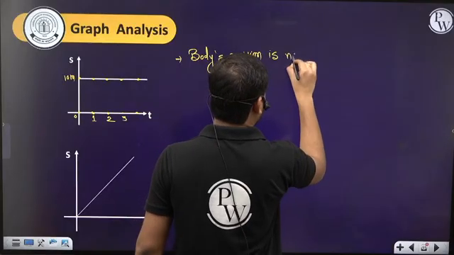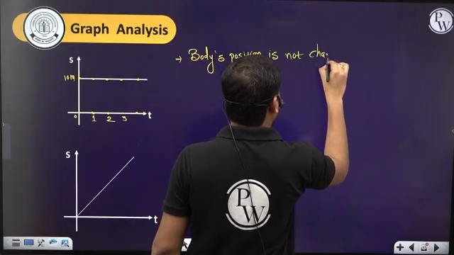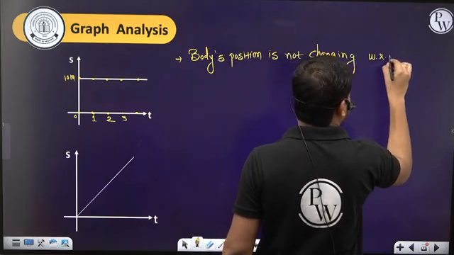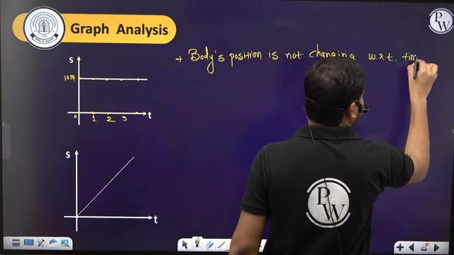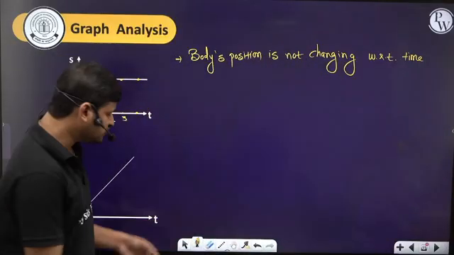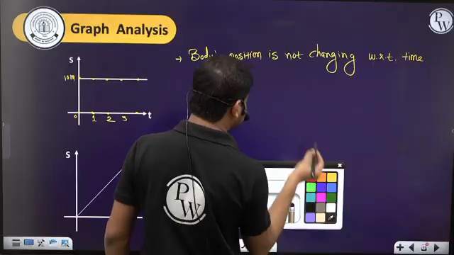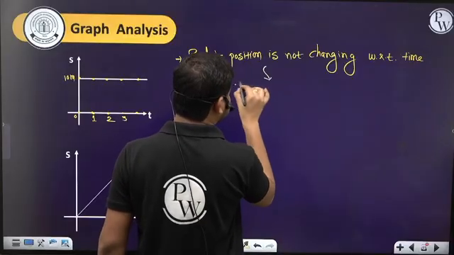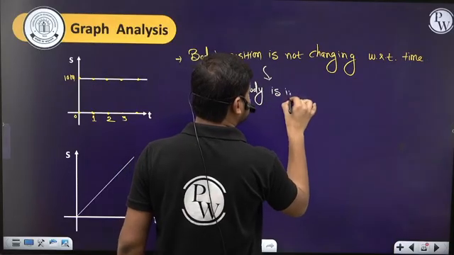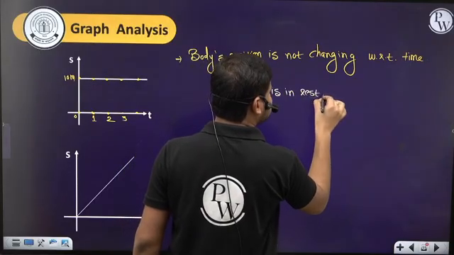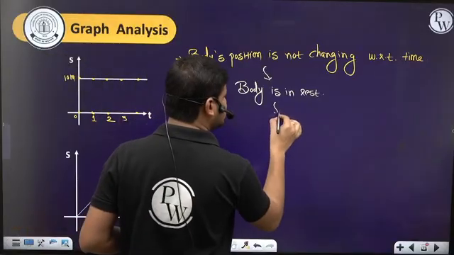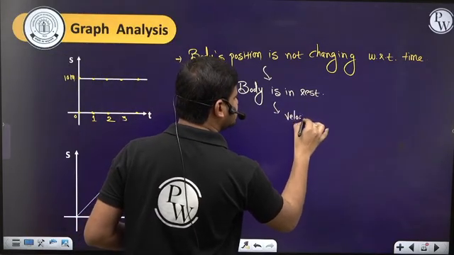Is not changing with respect to time. So if the body's position is not changing with respect to time, shall we call it as the body is in rest? The body is in rest. So body is in rest means its velocity is 0, right? Body is in rest means its velocity is 0.